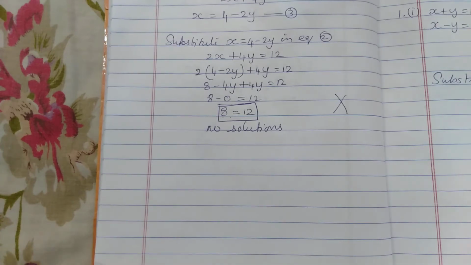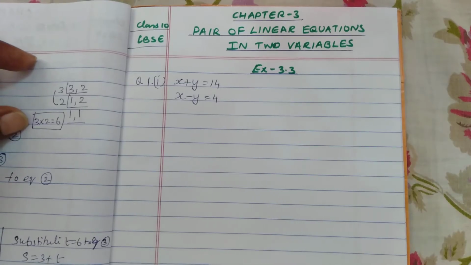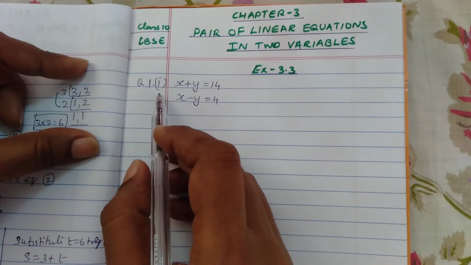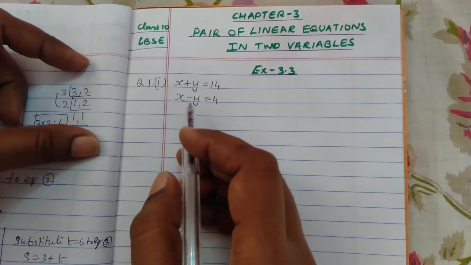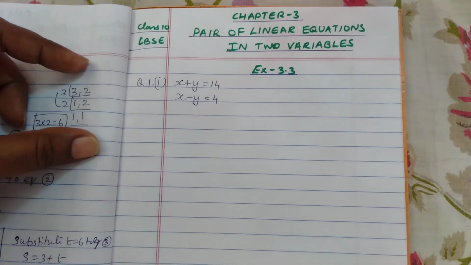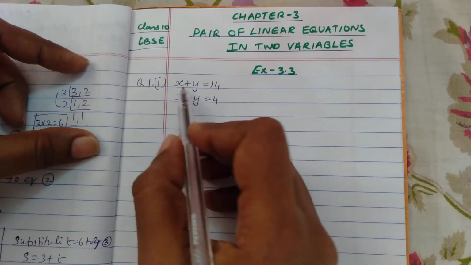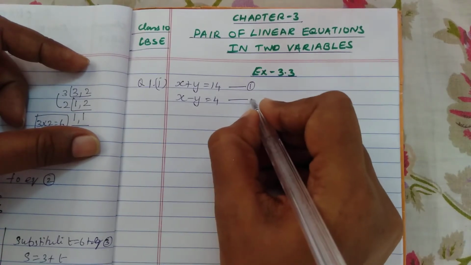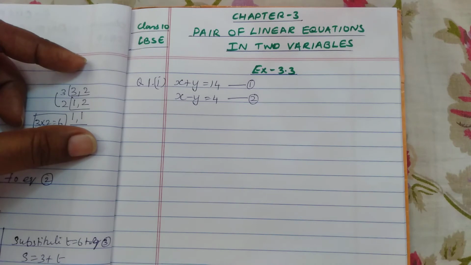Okay. Now we shall move on to the exercise. Now we are in exercise number 3.3. Question number 1. Solve the following pair of linear equations by substitution method. Now I have two equations here. x plus y is equal to 14. This is our first equation, and x minus y is equal to 4 will be our second equation.